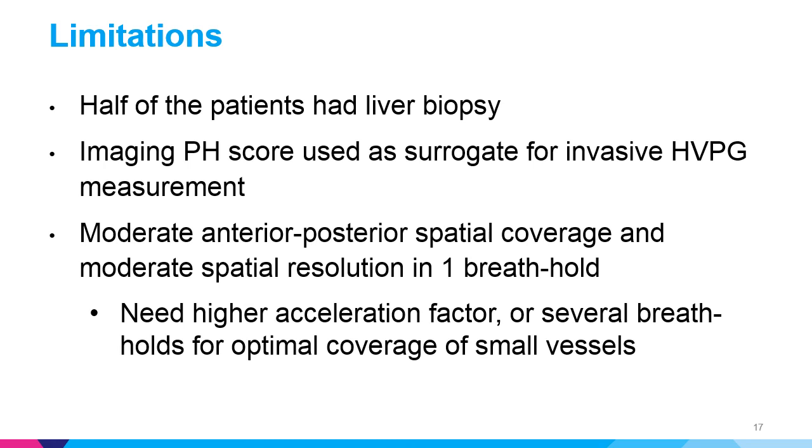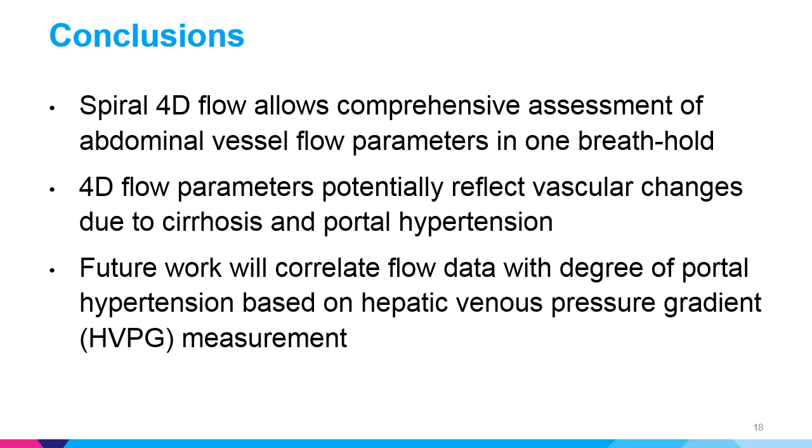In conclusion, spiral 4D flow allows comprehensive assessment of abdominal vascular parameters in one breath hold. 4D flow parameters have the potential to reflect vascular changes due to cirrhosis and portal hypertension. Our future work will correlate the flow data with the degree of portal hypertension based on hepatic venous pressure gradient measurements.